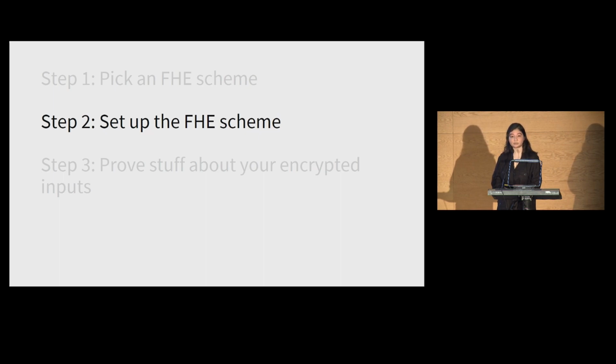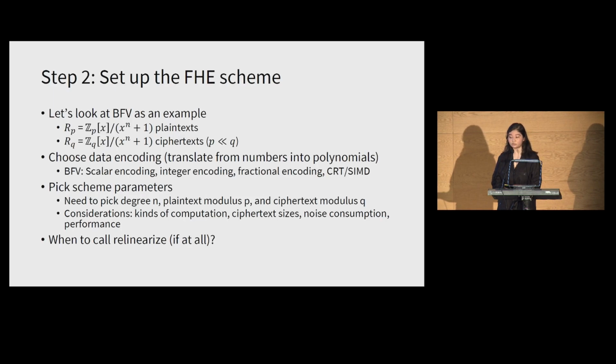So what actually happens in setting up an FHE scheme? We're going to focus on BFE, but you can imagine there are similar considerations in setting up the TFHE scheme. So BFE works with polynomials, and particularly, plaintext are polynomials of less than degree n with coefficients mod p. Ciphertext are polynomials of less than degree n with coefficients mod q. p needs to be much smaller than q for security reasons.